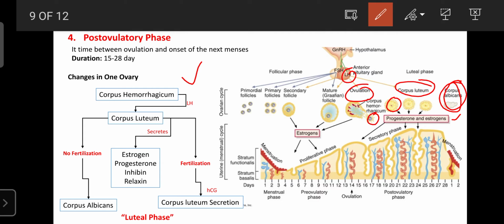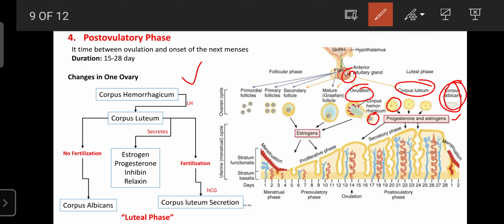Okay, so your scenario is there. If fertilization does not occur, definitely the corpus luteum becomes the corpus albicans. Then the ovum does not get the hormones, oxygen deprivation occurs, and the ovum dies. Then it is secreted through the menses or menstrual flow.